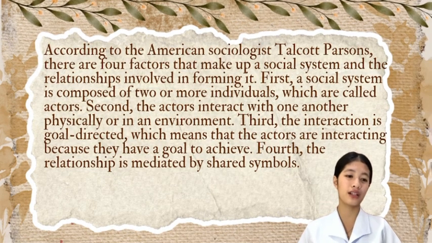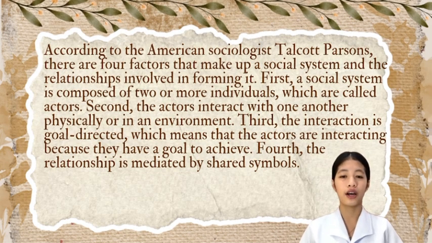According to Talcott Parsons, an American sociologist, there are four main factors that make up a social system. First, a social system is made up of two or more individuals. Dili jud pwede usara ka tawo, kaya importante ana niya is ang interaction.